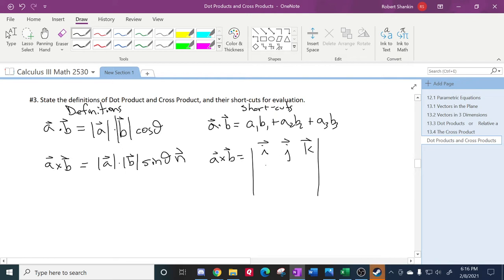I, J, K, and then A1, A2, A3, the three components of vector A, and the three components of vector B. And if you give me a little feedback on this, so I know whether I'm wasting my time or whether it is good to review this stuff too.